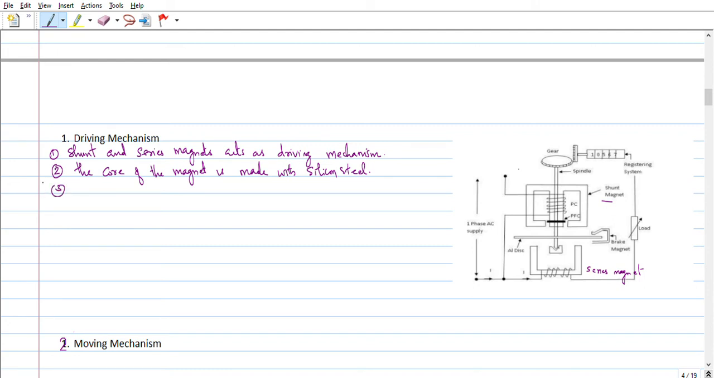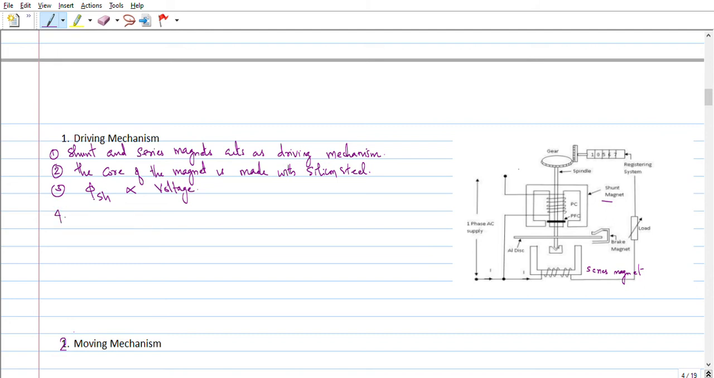Third point to remember: the shunt magnet is supplied across the single phase AC supply, and the series magnet carries the load. Therefore, the shunt magnet produces flux phi SH. The flux produced by the shunt magnet, phi SH, is directly proportional to voltage.